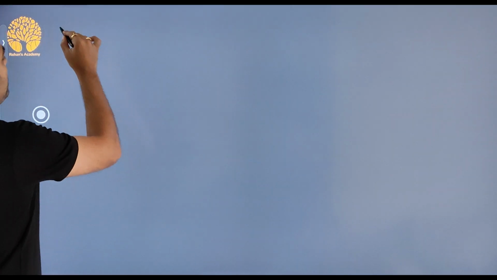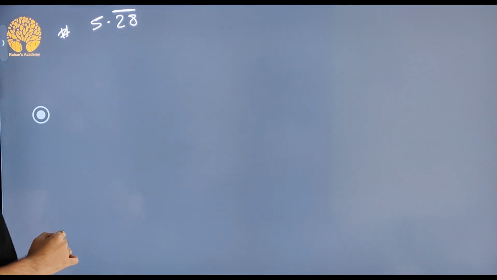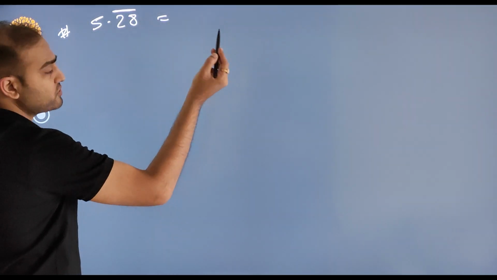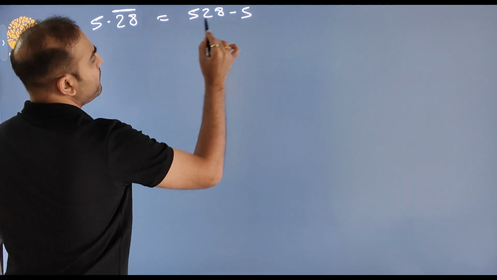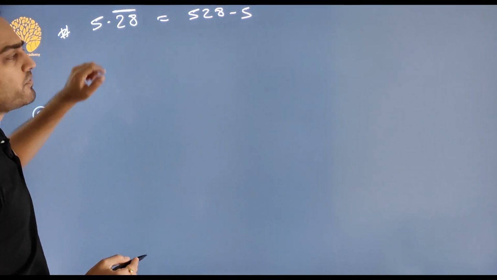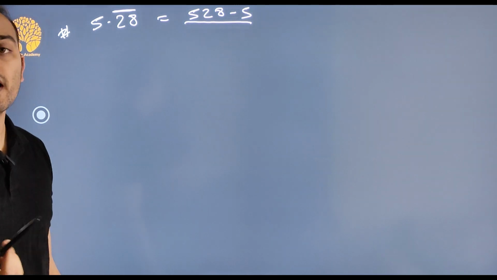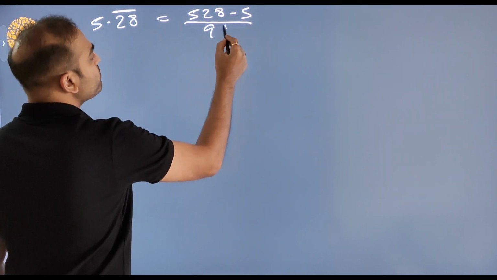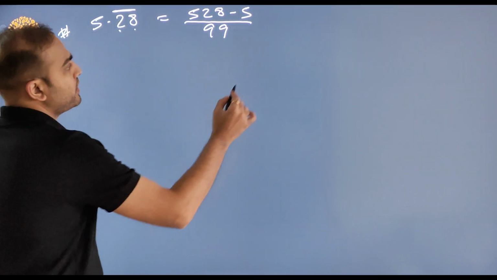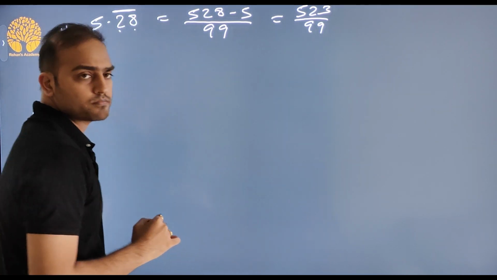Say the number is 5.28 bar. Now the recurring value is 282828. So the method does not change. 528 minus 5, the whole number minus the number without bar, so 5 is left, divide by, now when we had two normal decimals, we would do 100. Similarly, because we have two bar decimals, we will do 9 for this and 9 for this. That becomes 523 by 99.